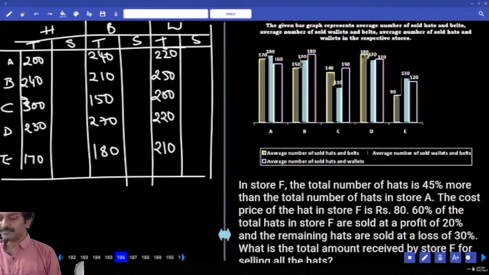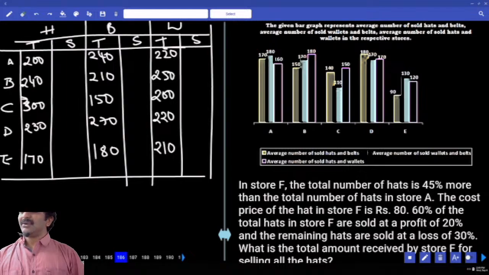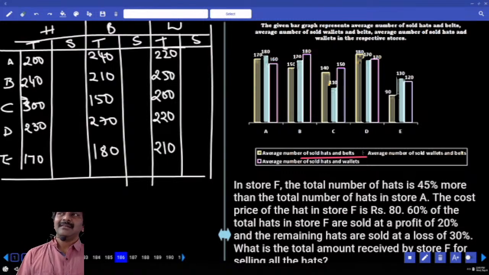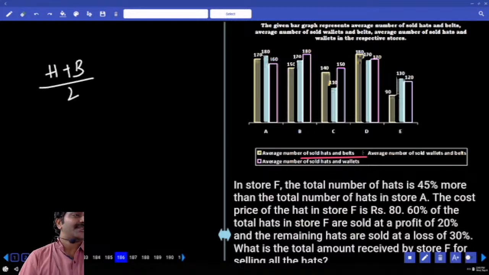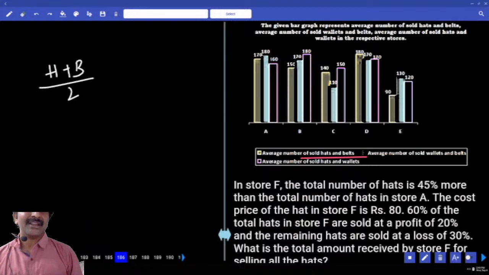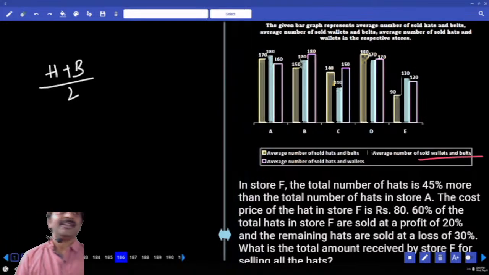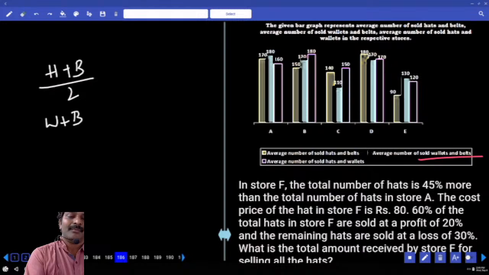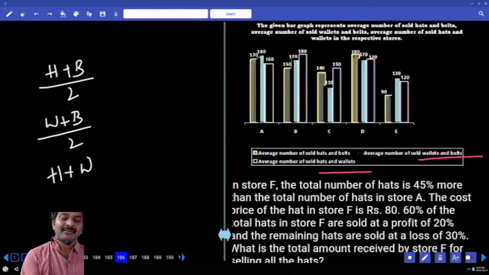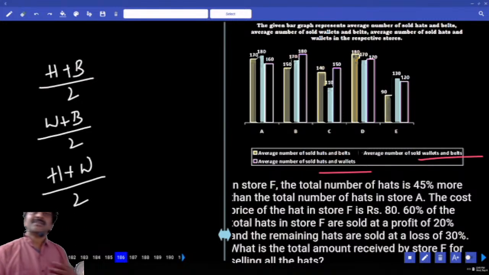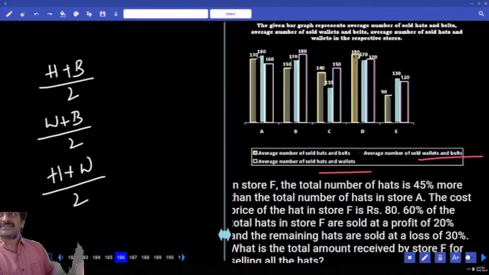Now come here. So here 170, what is 170? Average number of hats and belts. Hat and belt average. I am just writing for the sake of your understanding. Then we have average between wallet and belt. Then finally we have average between hats and wallets. So now suppose I want to calculate how many hats were sold, assume these are three equations.